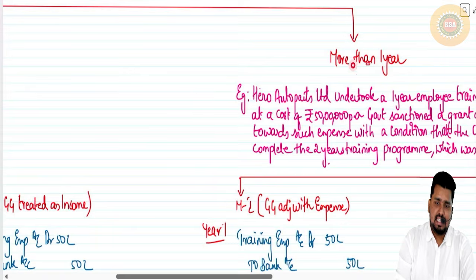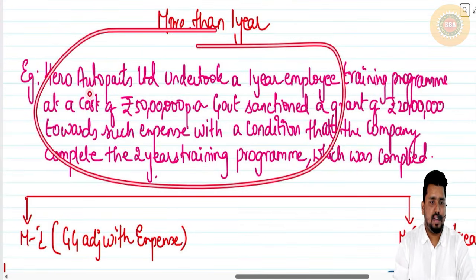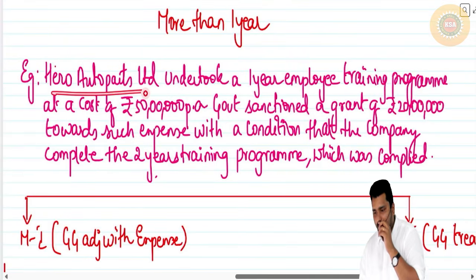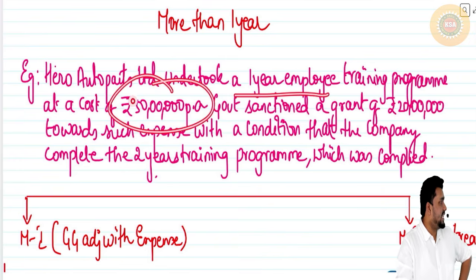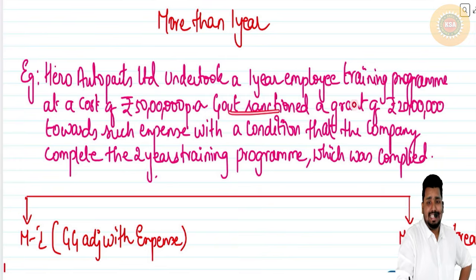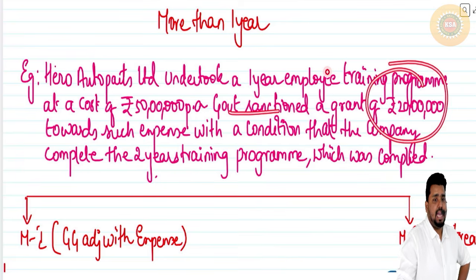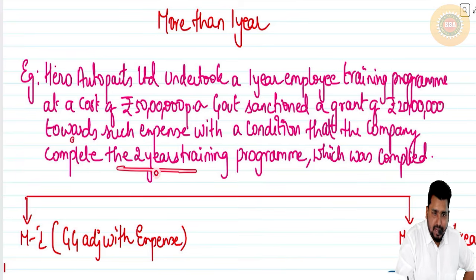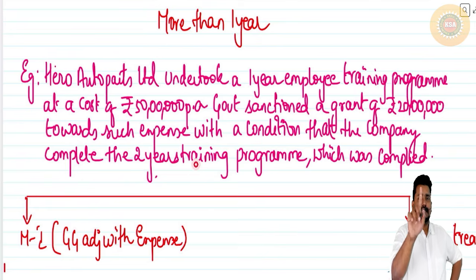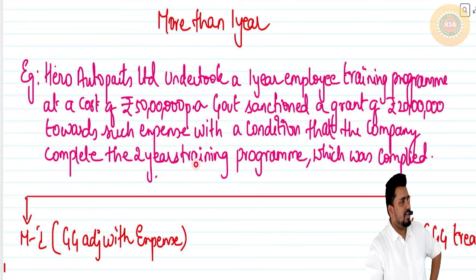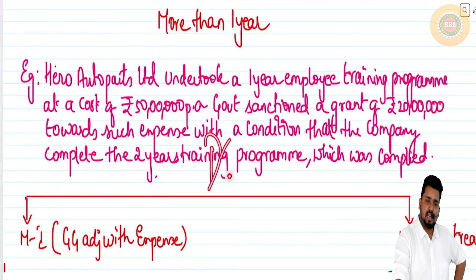Sir, if the condition is more than 1 year. Read the question, everyone. Hero Auto Parts Limited undertook a 1-year employee training program. How much are we spending every year? The government sanctioned a grant of 20 lakhs towards such expenses, to complete how many years? Now the condition is more than 1 year, more than 2 years. Then who will come into the arena?